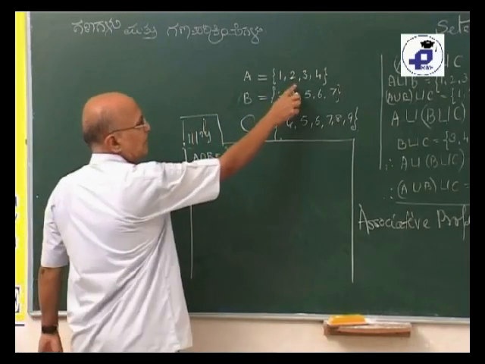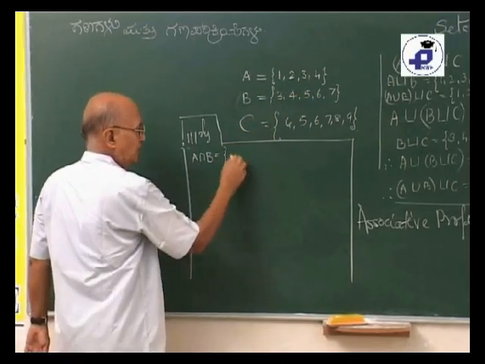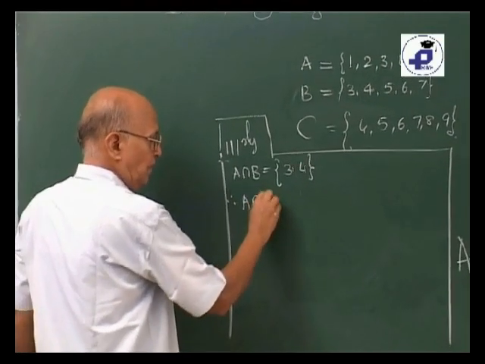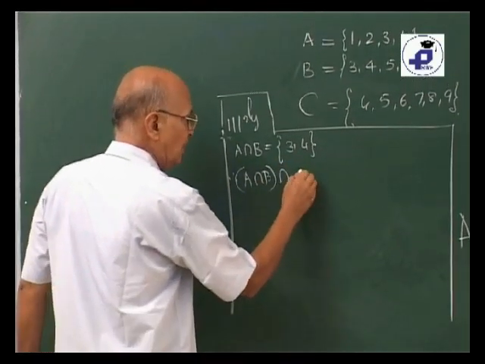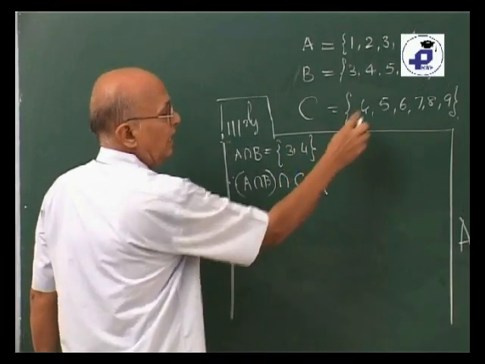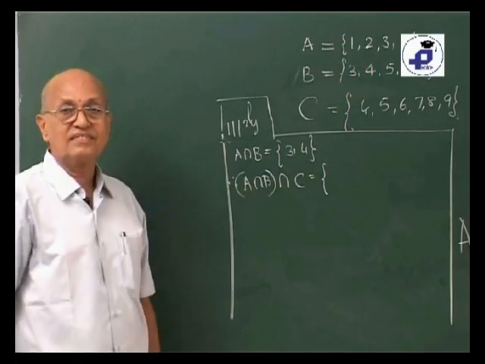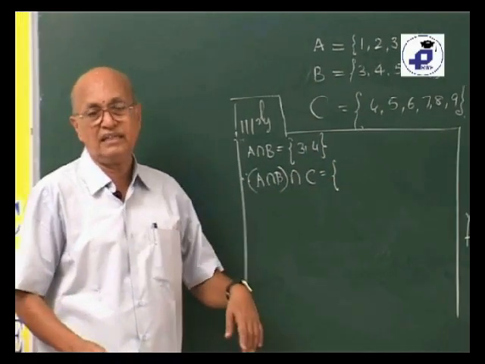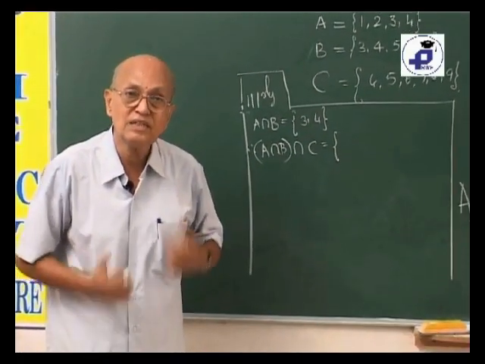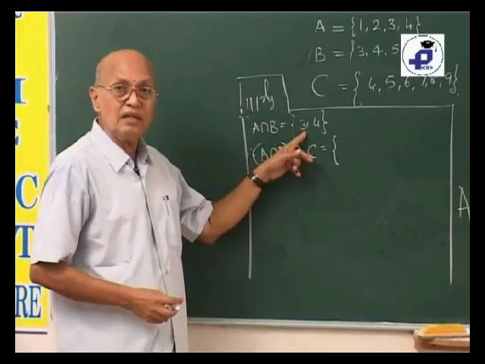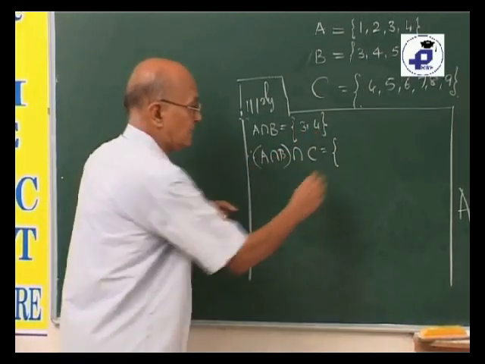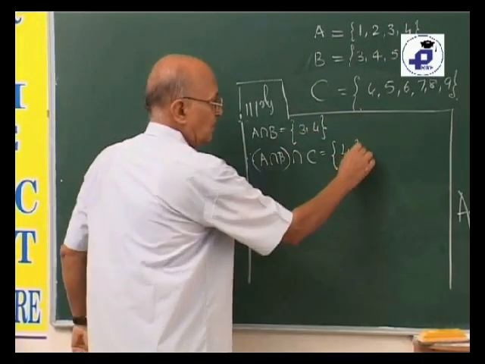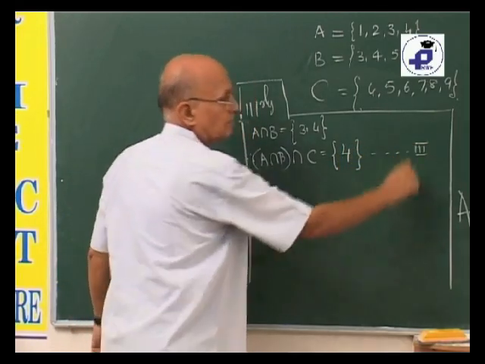Similarly, A intersection B means the common elements between A and B, that is 3 and 4. Therefore, A intersection B first, and then intersected with C, what do we get? 3, 4 and 4, 5, 6, 7, 8, 9. On one side you have 3, 4 and on the other side you have 4, 5, 6, 7, 8, 9. What are the common elements? Is 3 common? No. Is 4 common? Yes. Is 5 common? No. No other element is common. Therefore, you are left with 4.